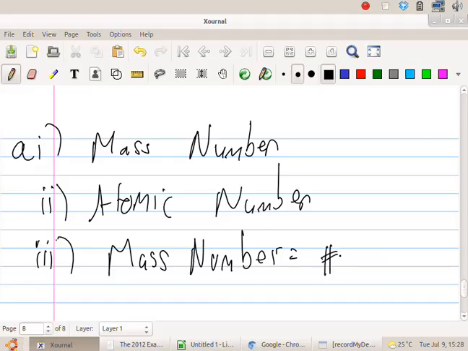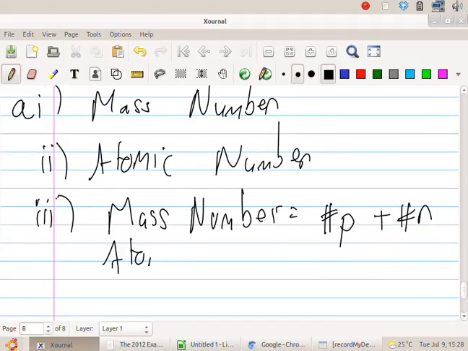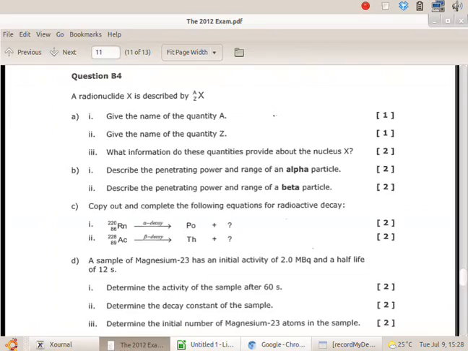The number, now I'm just writing this for short, but this symbol means number. Number of protons, and of course I'm just writing P for short, plus number of neutrons, and then the atomic number, just go with number of protons, okay? It'll be the same thing as the number of electrons if it's no charge, of course.